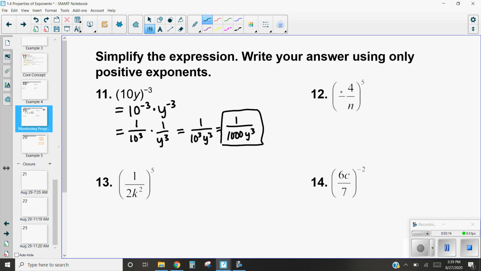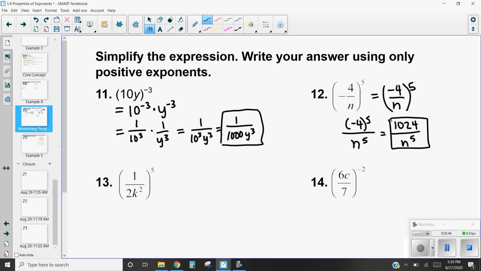So I'm going to put it with the top here. So really what I'm looking at is negative 4 over n to the power of 5. Now, the power of a quotient property tells us that that can be rewritten as negative 4 to the 5th over n to the 5th. And negative 4 to the 5th is going to be 1,024 over n to the 5th. And that's how simplified as we can get that one.